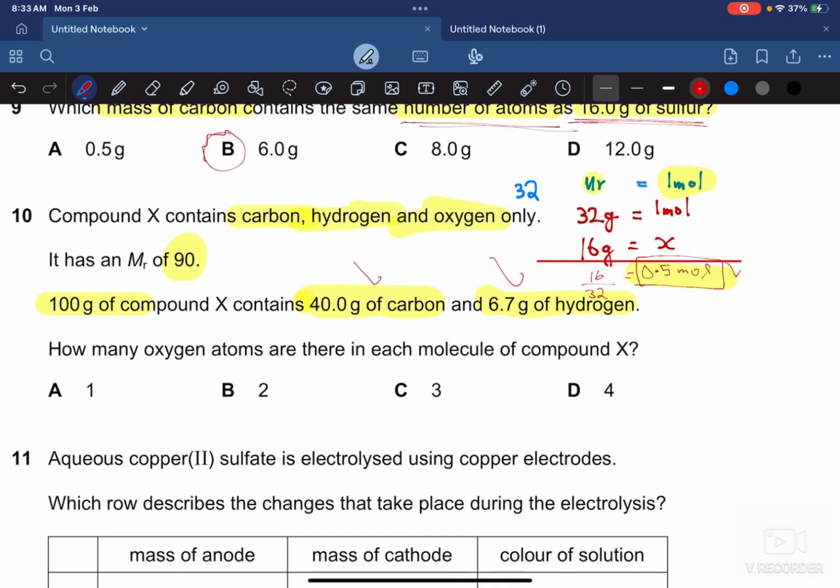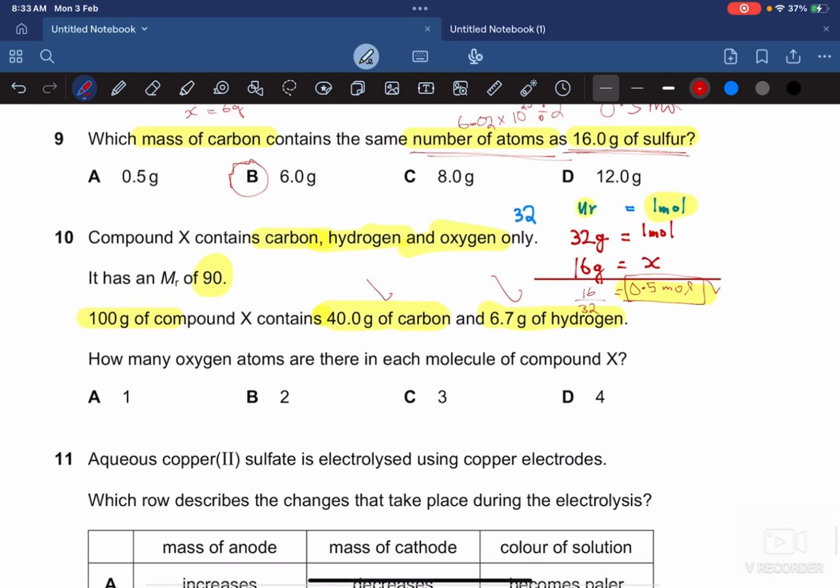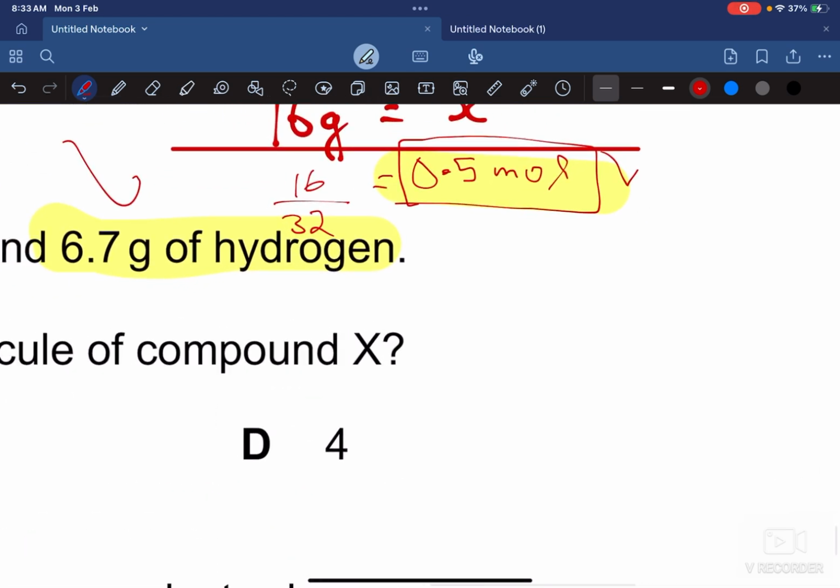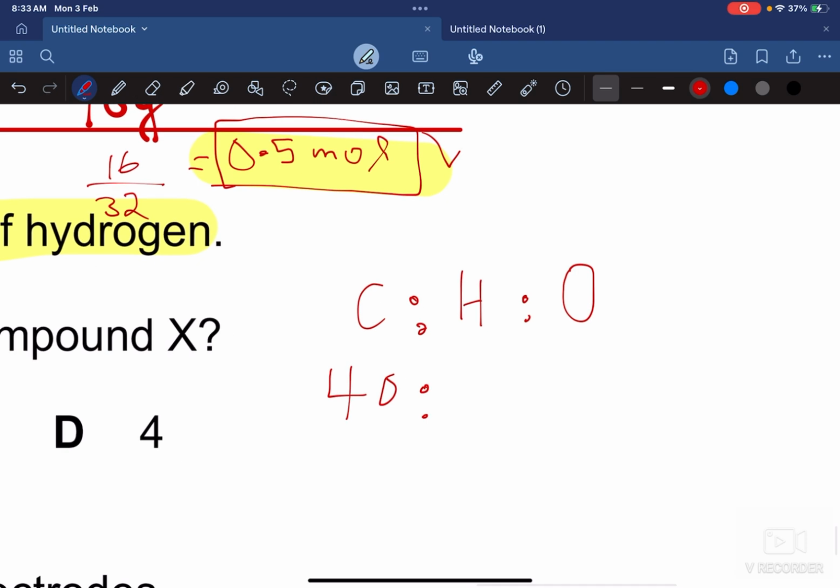ठीक है, सबसे पहले let's write down the ratios. I hope you guys know how to find the empirical formula. If you don't know, no worries, we're going to learn it. That is carbon ratio hydrogen ratio oxygen. ठीक है, we have 40 grams of carbon. We have 6.7 grams of hydrogen. And देखो, total हमारा 100 था. टोटल हमारे 100 grams थे.